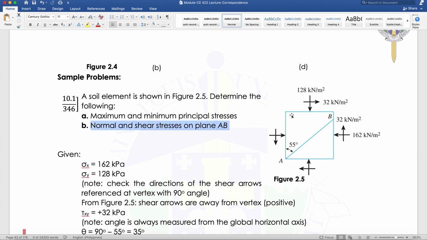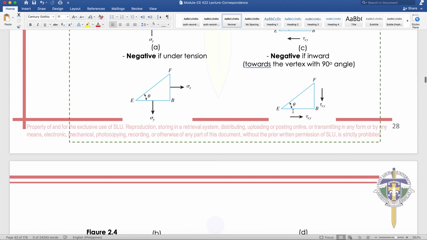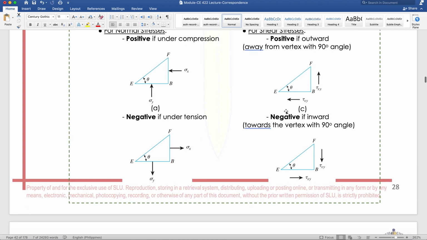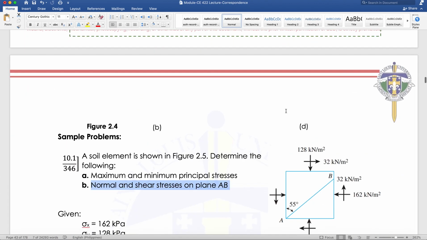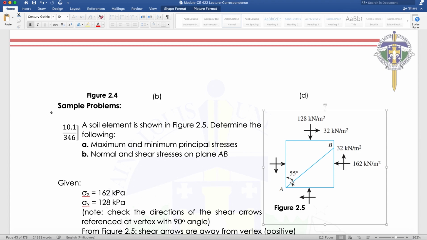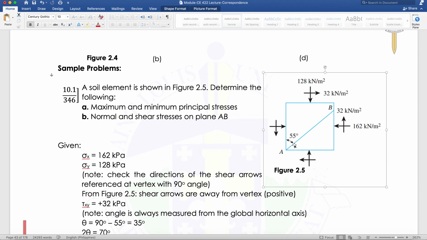Okay? Now, what if this is the appearance of our cutting plane? Or this is how our figure looks. Always remember, as I said earlier, the angle theta is always measured from the global horizontal axis. So it should always be with respect to the positive x-axis. So the theta that we are going to consider would be the angle from here. And since this is a right angle, 55, then the angle here would be 35 degrees.